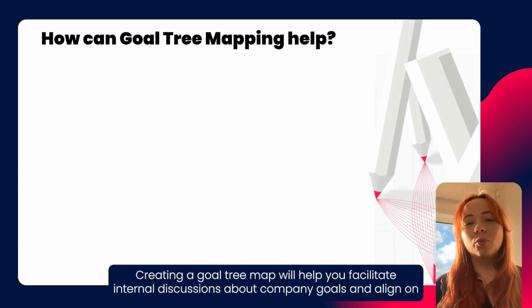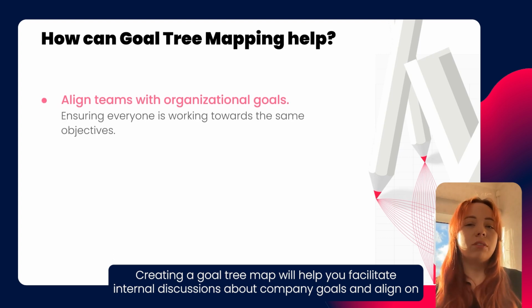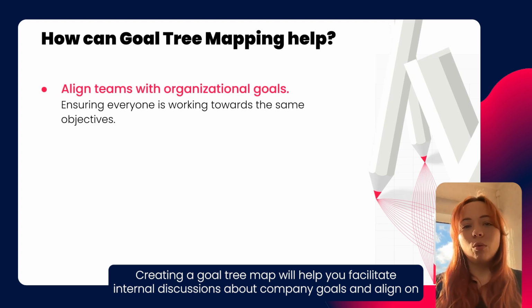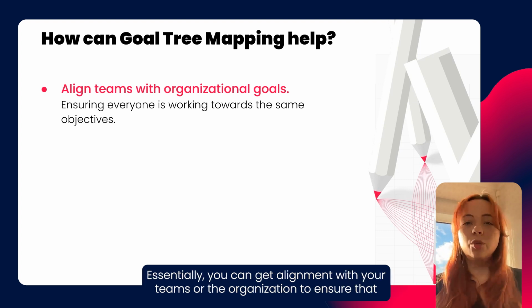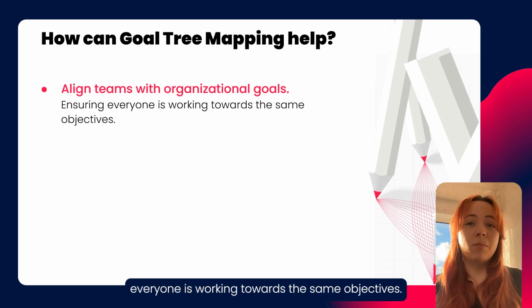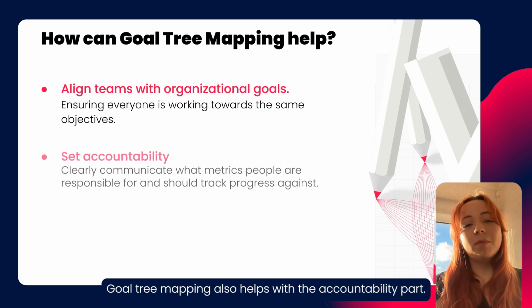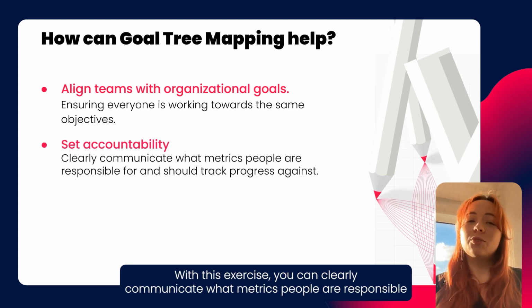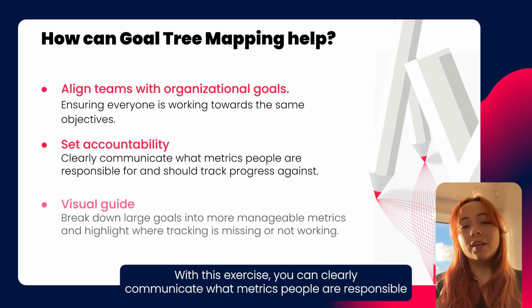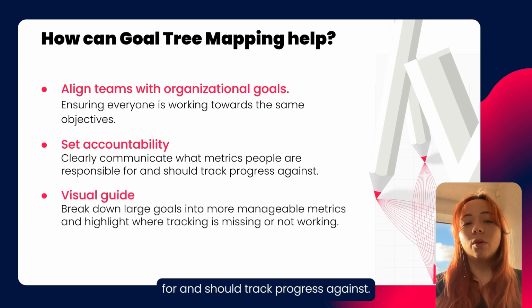Creating a goal tree map will help you facilitate internal discussions about company goals and align on which teams are contributing towards specific metrics. Essentially, you can get alignment with your teams or the organization to ensure that everyone is working towards the same objectives. Goal tree mapping also helps with the accountability part. With this exercise, you can clearly communicate what metrics people are responsible for and should track progress against.